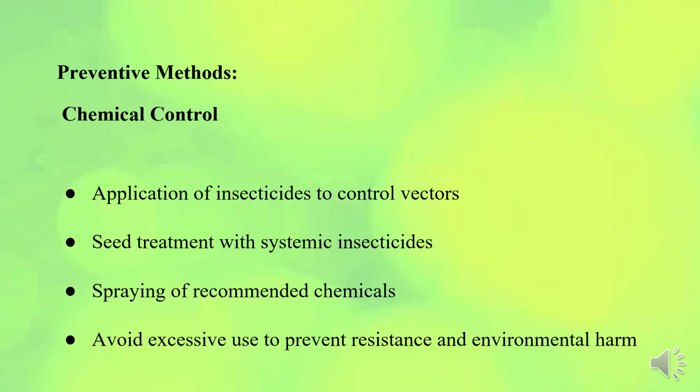Chemical control: application of insecticides to control vectors. Seed treatment with systemic insecticides. Spraying of recommended chemicals. Avoid excessive use to prevent resistance and environmental harm.